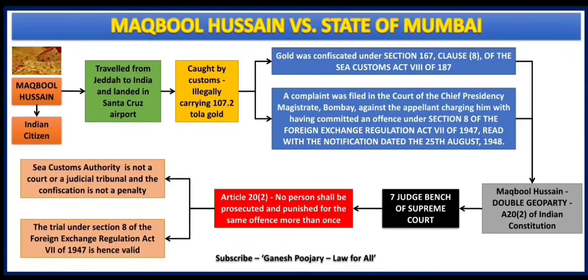Now MAQBOOL HUSSAIN got concerned. He thought, I have made one offense but I got two punishments. One, they have confiscated my gold. Two, they have also registered a complaint, which means they are going to start a trial against me. So he thought it is double jeopardy.